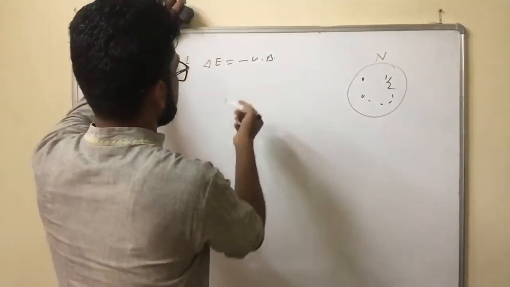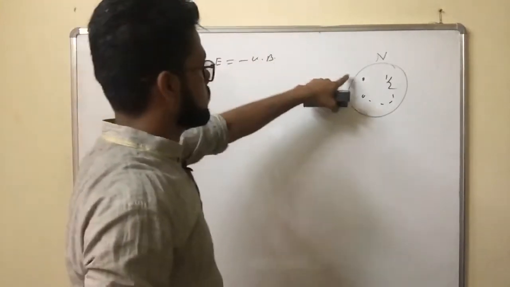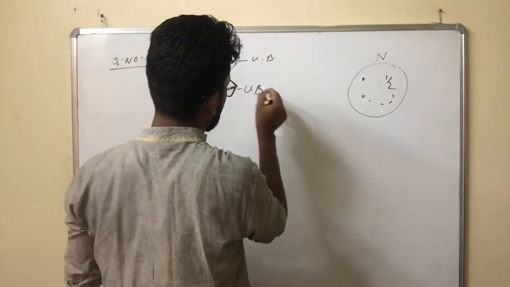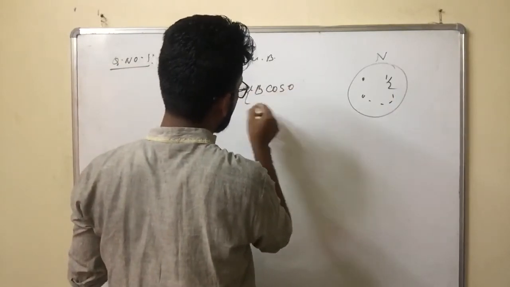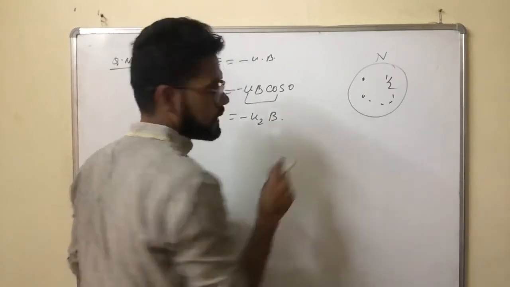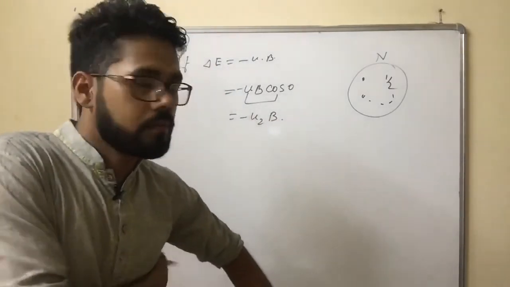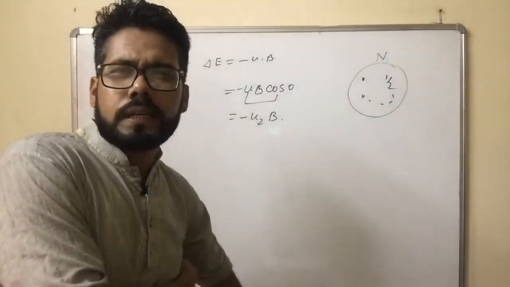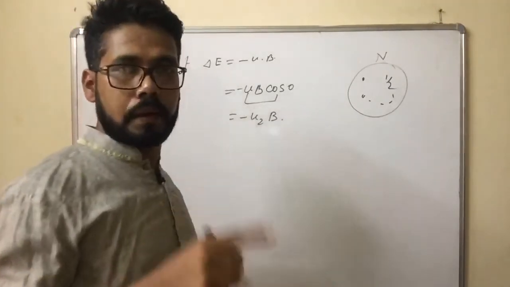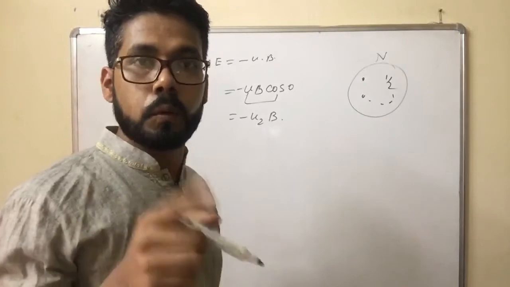So in that case, suppose I am telling the question, mu dot B means minus mu B cos theta, so mu cos theta equals minus mu Z B. Is it clear? Yesterday in quantum mechanics I told you, mu B cos theta. Mu is not permeability, this is the magnetic moment.